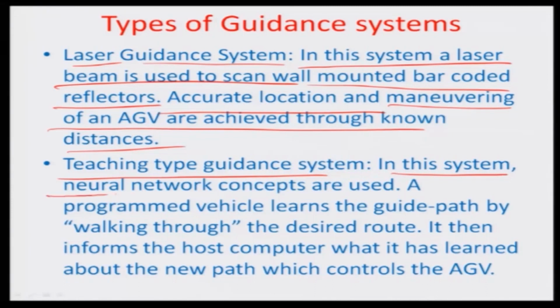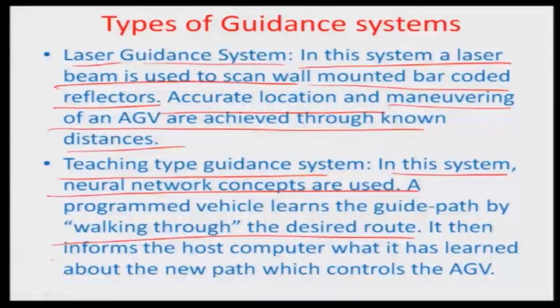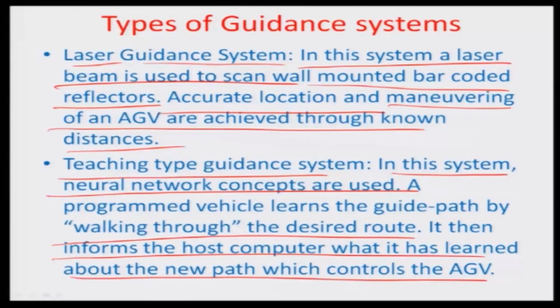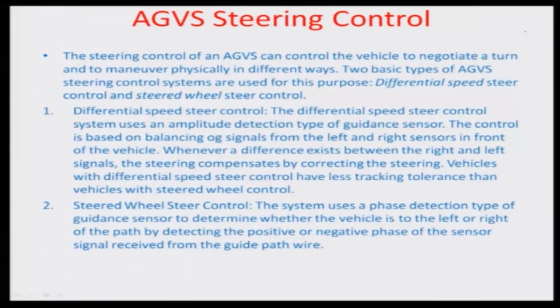In this system a neural network concept is used. A programmed vehicle is physically taken by walking through the desired route, and the computer learns about that, and then programs it whenever it is running in programmed mode. After this teach mode is over, it can go through a similar route as has been planned earlier. It then informs the host computer what it has learned, and the new path is used for control guidance of the AGV, and so on and so forth. So these are the various types of guidance systems which are used in the AGVS.